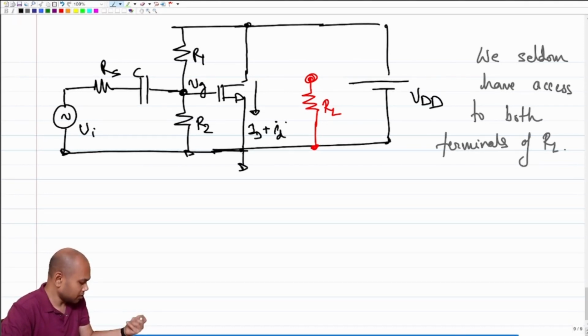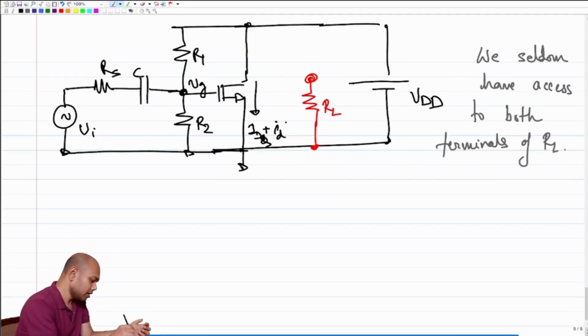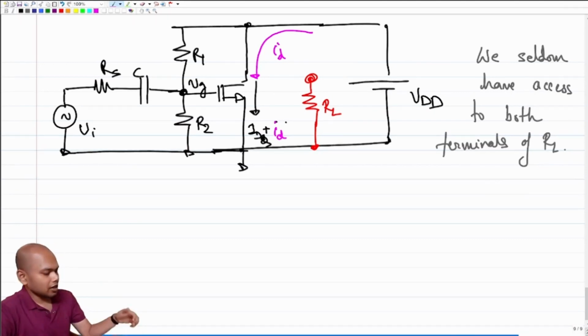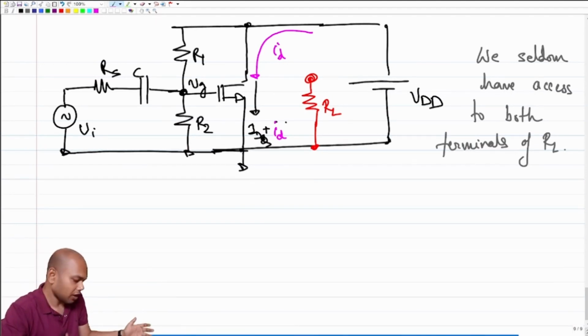And if you have done a good job in biasing the input side, Vg will be approximately equal to Vi. Then essentially the total current is IDQ plus small ID. But where will this incremental current flow? This incremental current clearly will flow into the VDD, right? Because incrementally this VDD is a short circuit, right? So if I mark ID with the magenta color, this ID will flow into the VDD, and whatever you do with RL, you will not be able to generate any voltage across RL, right?